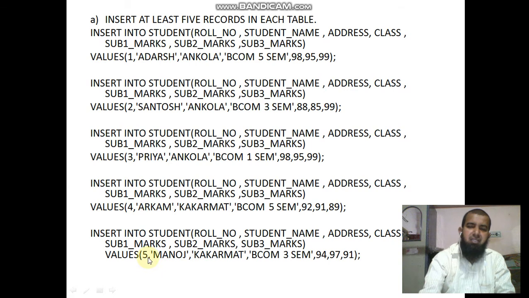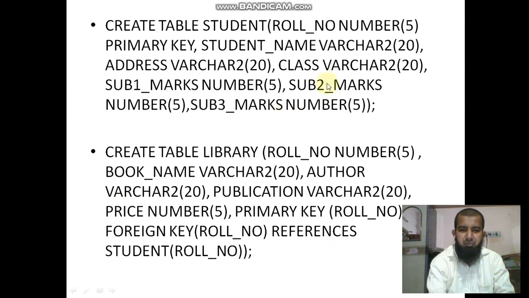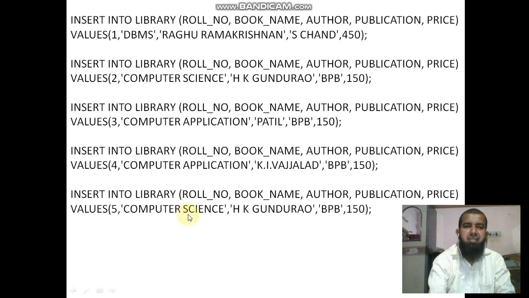Okay. Then similarly the library table. Insert the roll number into the table named library. All the column names of the library table: roll number, book name, author name, publication and price. While you're creating the table, you mention the column names, so the same names you have to enter here: roll number, book name, author, publication and price.